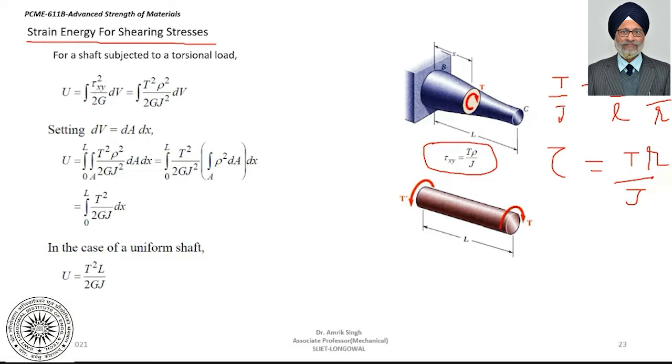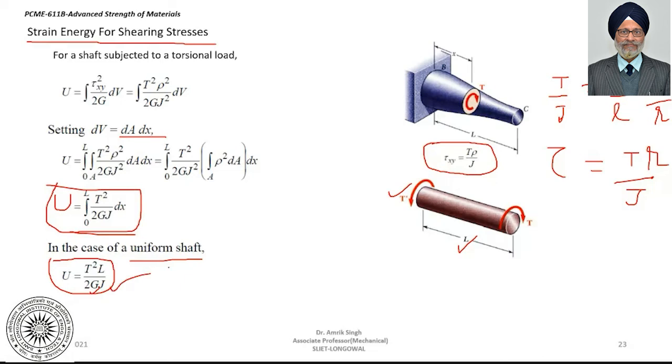So the strain energy is the integral of tau square upon 2G into dV, and dV is equal to dA into dx. You can put these values in the equation and you will get the final energy in the case of the shaft. If it is a uniform shaft of uniform diameter, then the same energy can be given by this, where L is the length of the shaft, T is the torque, G is the modulus of rigidity, and J is the polar moment of inertia.